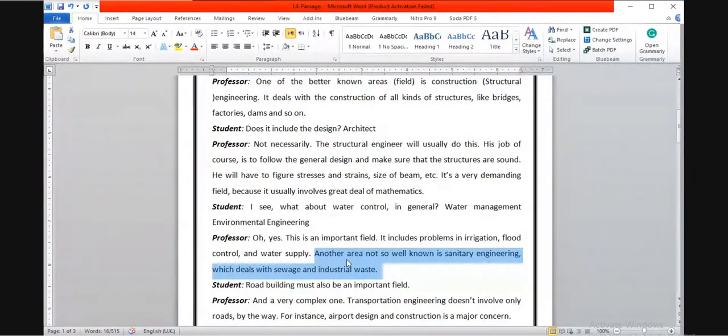Sanitary. Yes, sanitary engineering, which deals with sewage and industrial waste. Thank you, Mustafa.